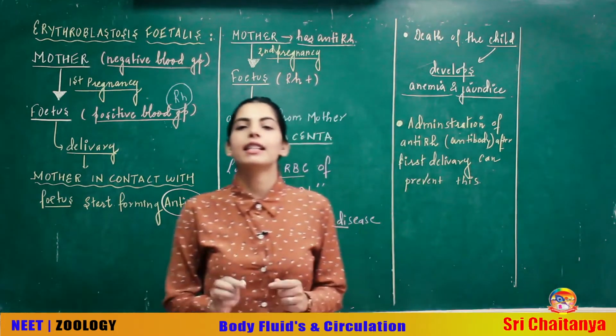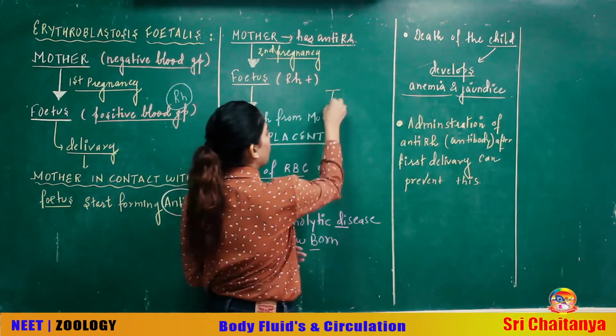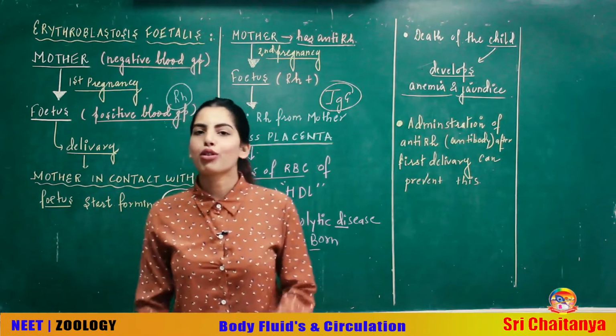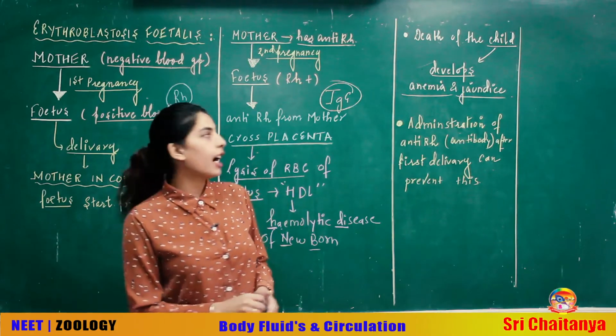are very small in size. They are IgG type. So being very small in size, they are able to cross the placenta easily. They are going to cause the lysis of the RBC.